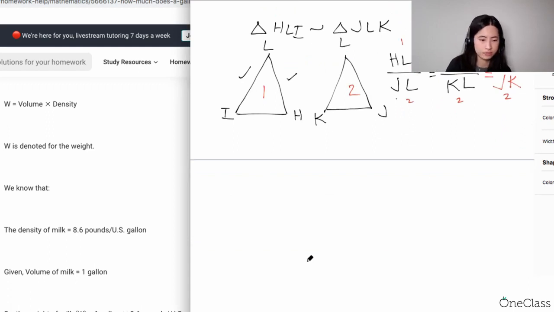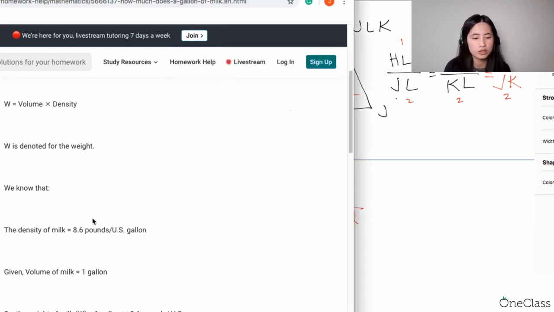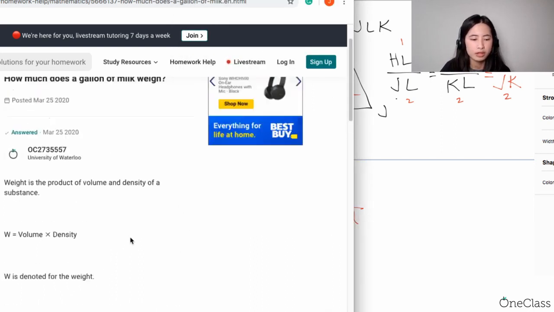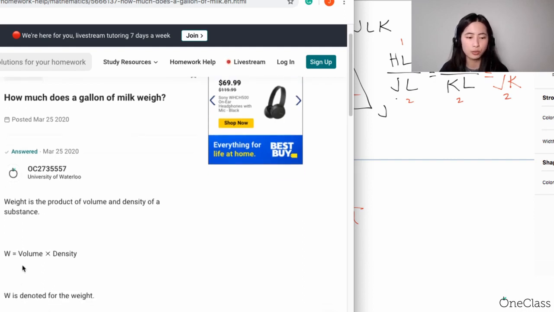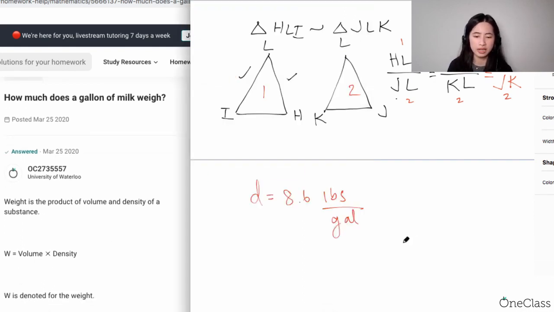So this is density, which is equal to 8.6. This is gallons, and this is pounds, LBS. I'm just abbreviating pounds to LBS, and this is per gallon, right? Okay, so they actually brought up this equation, which is weight is equal to volume times density.